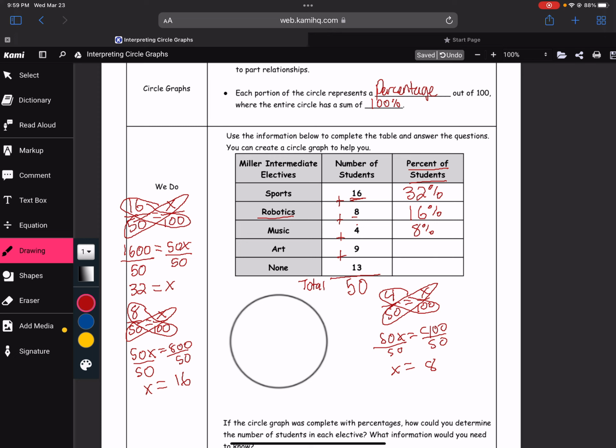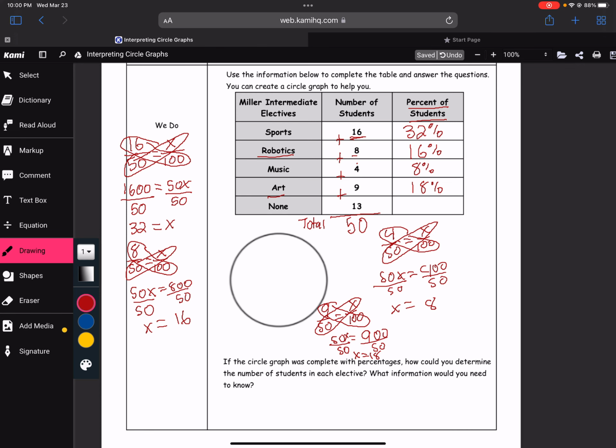I'm going to run out of space here. Let's go ahead and do art. So I'm going to do 9 over 50 also equals x over 100. And we do the same process that we have been doing. So 9 times 100 gives me 900 equals 50x. Divide by 50, and that'll get us x equals 18. So that'll reflect as 18%.